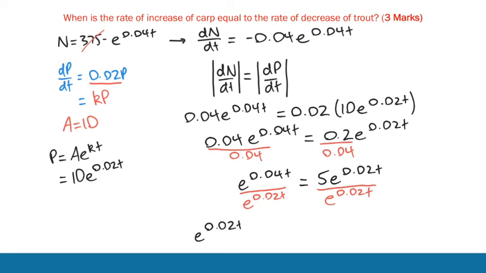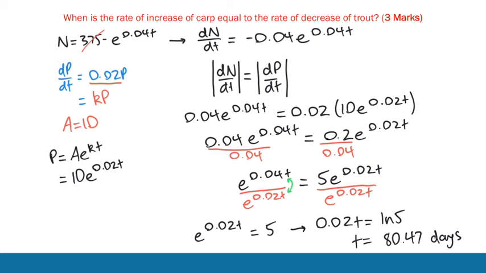Keep in mind that when we divide exponentials, their indices subtract. That's the index law of division. So we get e to the 0.02t is just equal to 5. Then from there, we do what we've done a few times in this video already. We take a logarithm, and then we use a calculator to find the answer, which in this case, to 2 decimal places, is 80.47 days. So it's after 80.47 days that the rate of increase of carp is equal to the rate of decrease of trout.